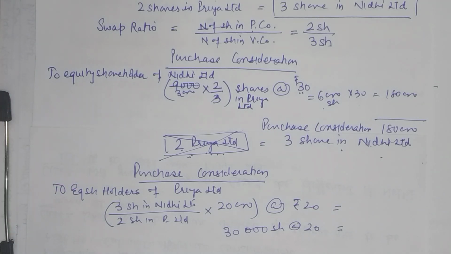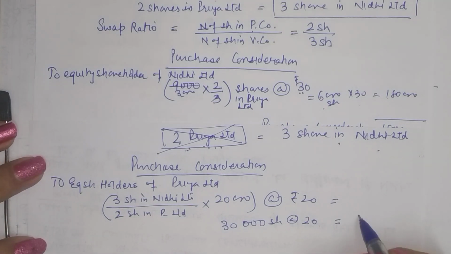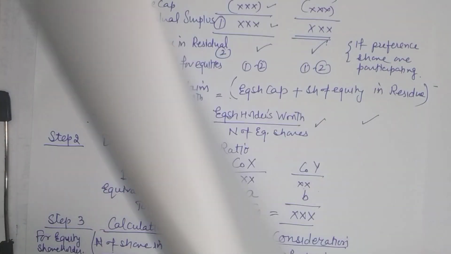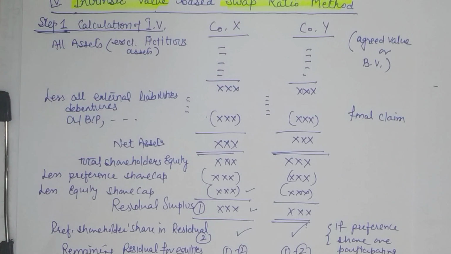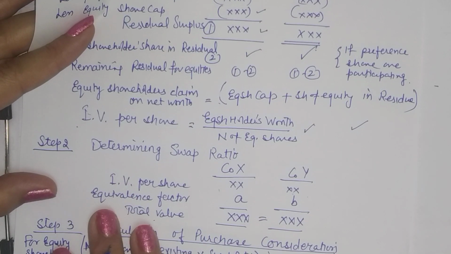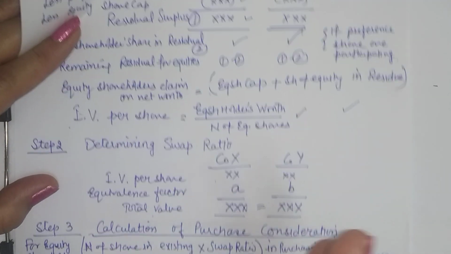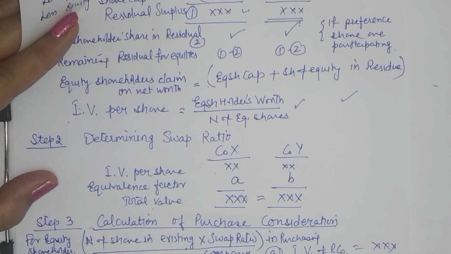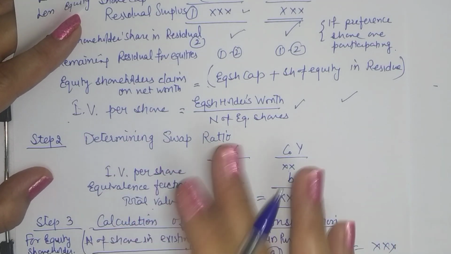So this is how the purchase consideration is determined. What we are supposed to do in the calculation of purchase consideration, again remember, is to first calculate intrinsic value. Then we are to determine the swap ratio, which is based on the equivalence factor. We are to equate the value, because when a company's shares are converted into shares of another company, the shareholders should not lose the value.